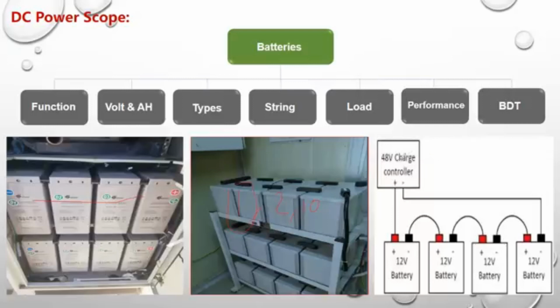Now, recently we have the BDT, which is called the battery discharge.